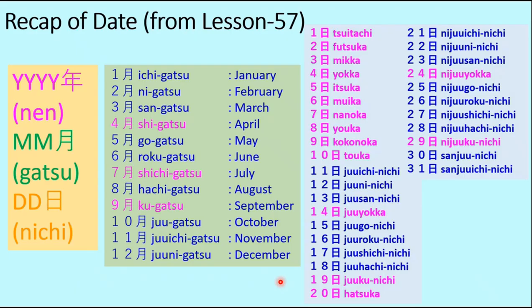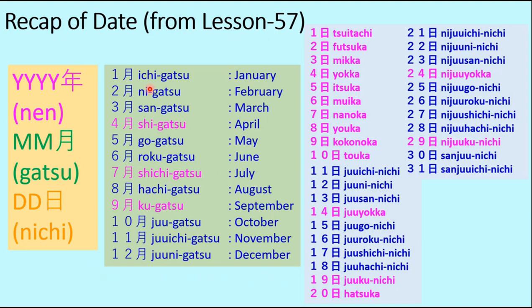Now we have asked the question, Otanjobi wa itsu desu ka? When is your birthday? The answer to this question will definitely be a date, which may include year, month, and day, or it may include the month and the day. In lesson 57, we have discussed these dates. So before going forward, let's recap quickly.